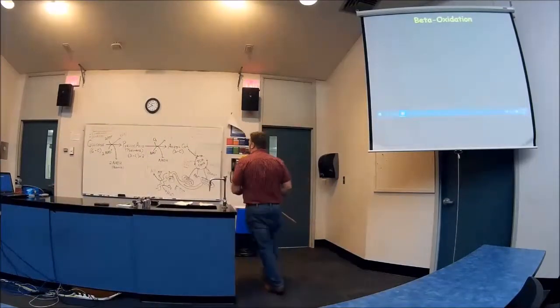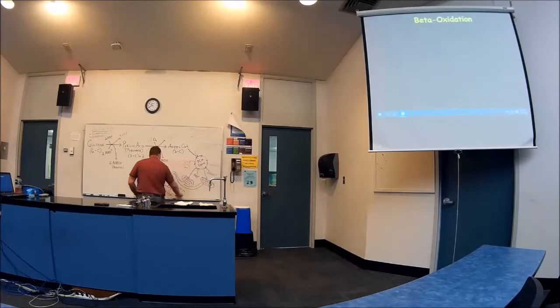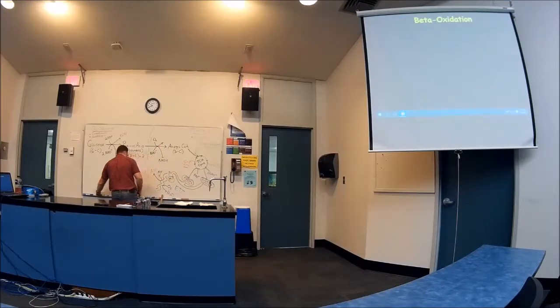Now, that's what happens over here. Now, there's something I want to just explain very briefly. The beta oxidation. All right? I just need more room over here. So, you're going to have carbon dioxide. Now, beta oxidation.